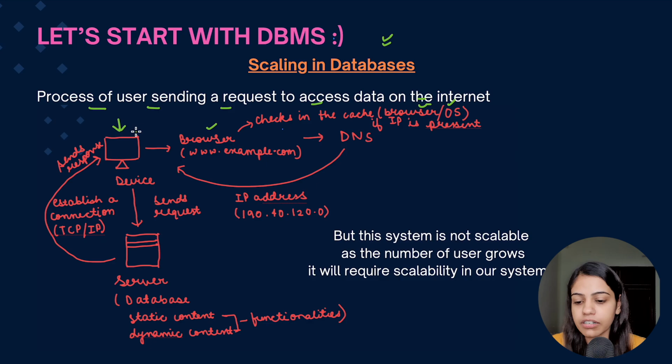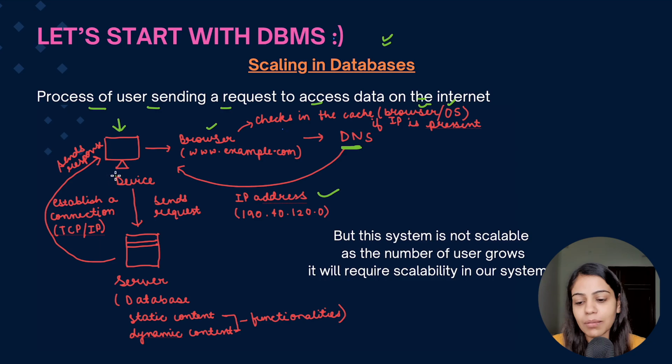If it's present, it will return the IP address here, and then the device will take the IP address and make a connection with the server and fetch all the details. But if the IP address is not present, it will do a DNS lookup, that is a domain name server lookup. So it will pick the domain name and then it will provide the particular IP address. So here we have got the IP address. Now using this IP address, we make a request to the server, because whenever we are accessing any website, all the details like databases, backend functionality, static content, dynamic content reside in the server itself. So we need to make a connection to the server and then send a request to the server.